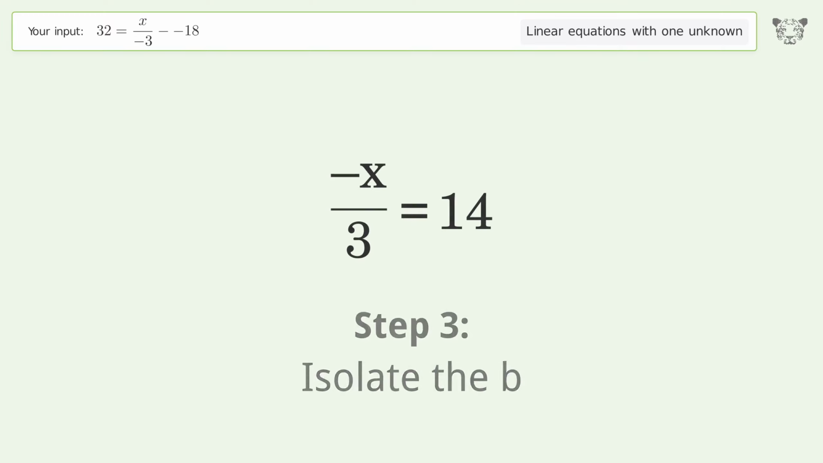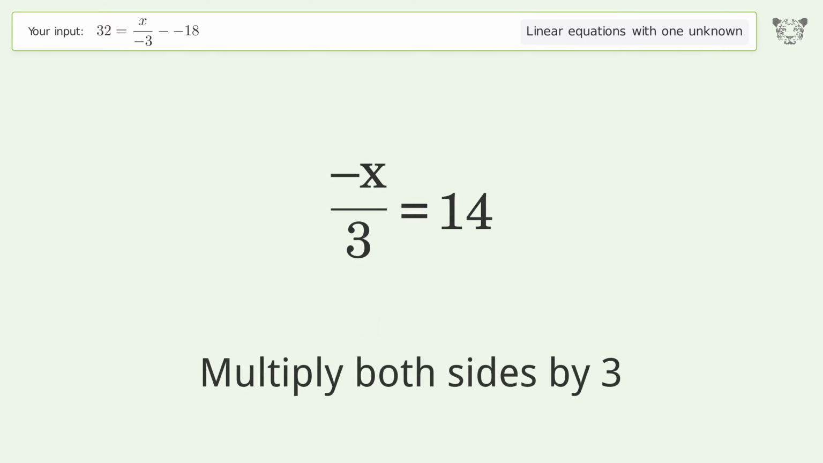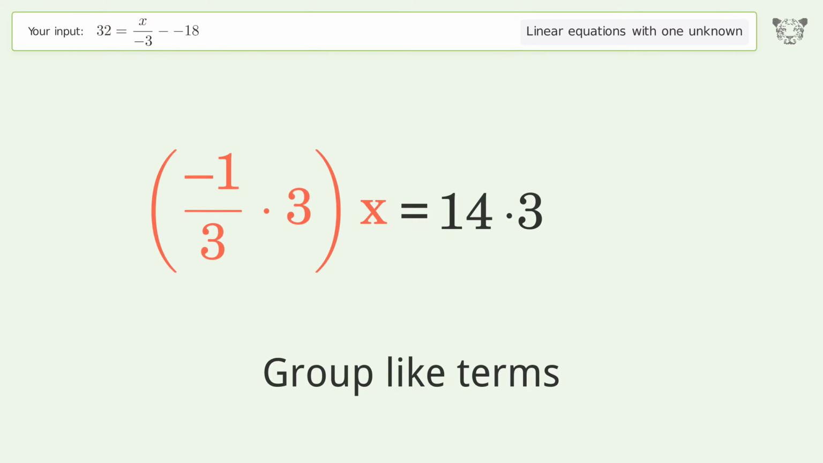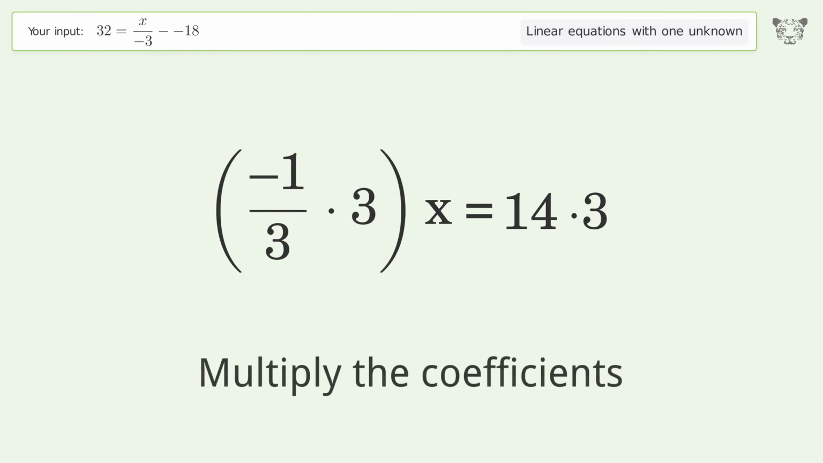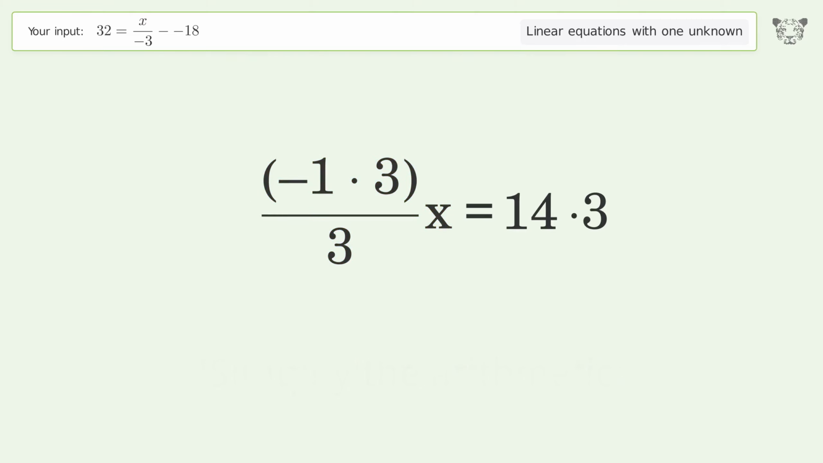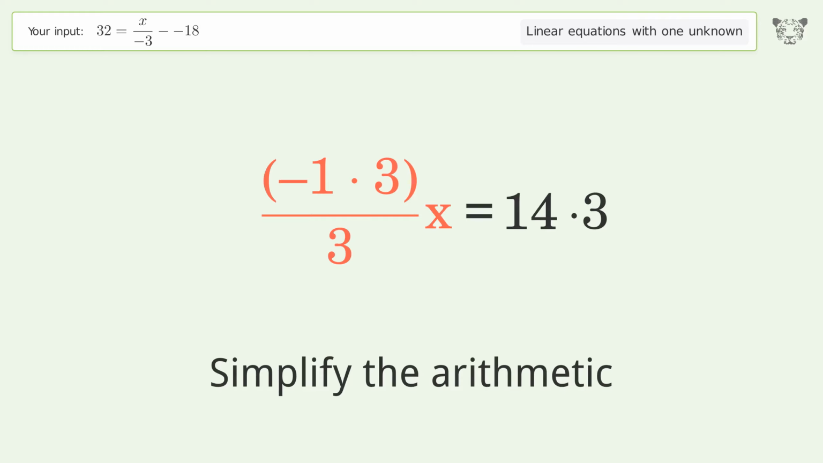Isolate the b. Multiply both sides by 3. Group like terms. Multiply the coefficients. Simplify the arithmetic.